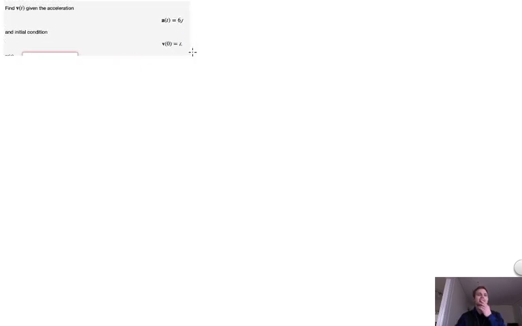So we need to give the velocity of this function. Now, an important thing to know, let's copy down our givens. We have the acceleration as a function of time equal to 6, and it's going in the j direction, okay? Then we have an initial velocity. This is v at time equals 0, all right? And we have 1 in the i direction.